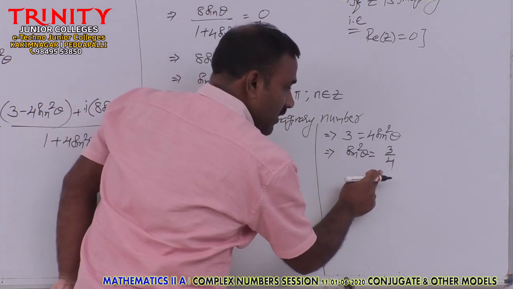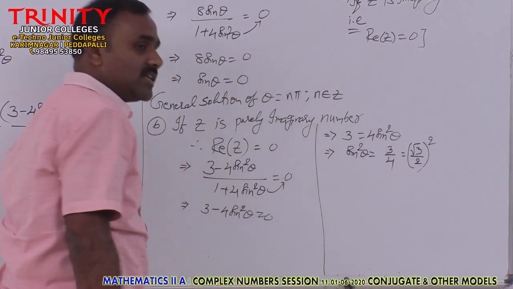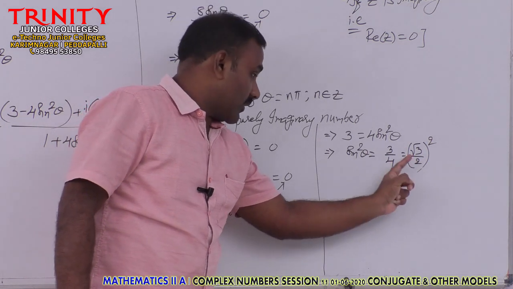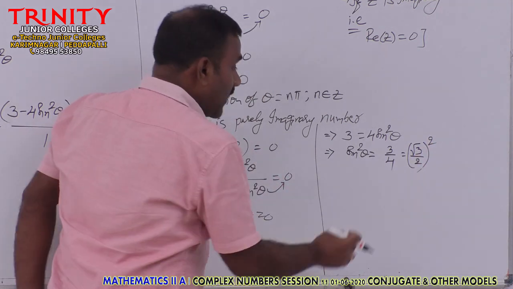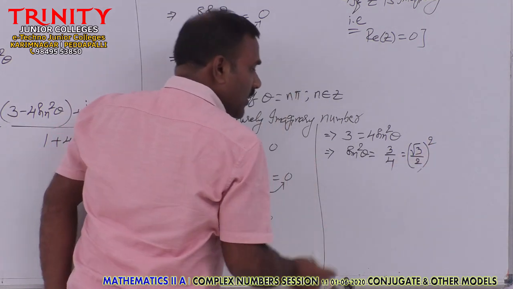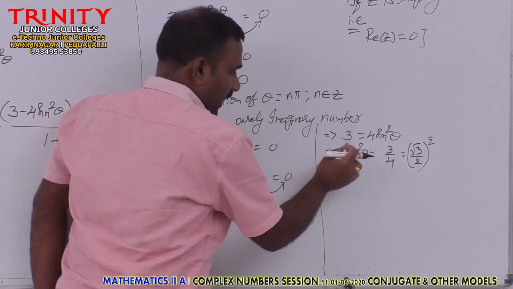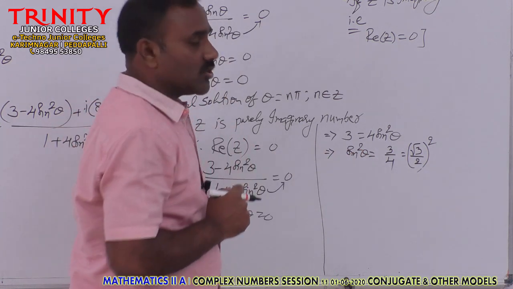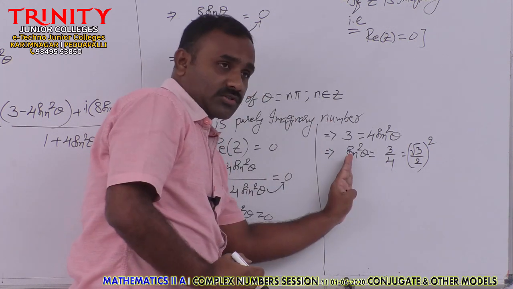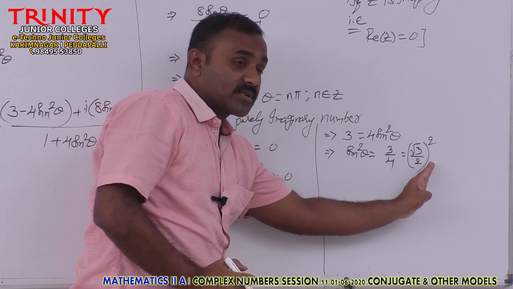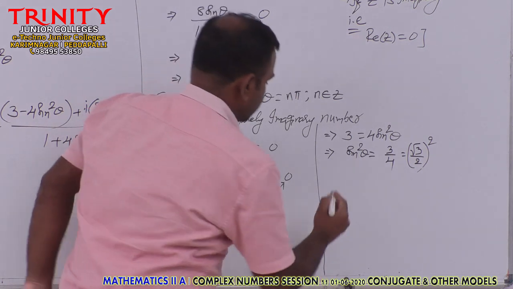Can I write this 3 by 4 as root 3 by 2 whole square? Is there any change in its original value? No. Why? Because root 3 whole square is 3 and 2 square is 4. Why are we writing root 3 by 2 whole square only? Why don't we write sin theta is equal to the square root of 3 by 4? Both are equal. But I am expressing according to trigonometric equations and general solution. The left side is in the form of sin square theta, that's why I want to express the right side also in the form of a square, sin square theta equal to sin square alpha form.